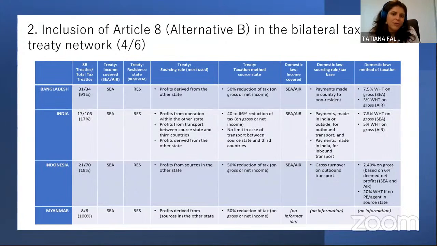And with regard to the sourcing rules, there is a wide variety of policy options. Some countries apply 8B to profits derived in the source state, which makes it unclear whether this means activities taking place in the source state or payments made in the source state. But in the domestic law, the situation is different. Most countries apply a source rule that applies to payments made for transport provided by a non-resident. So in reality, the combination of these two rules means that in most cases, only local payments for transport taking place in the source state are subject to source tax.